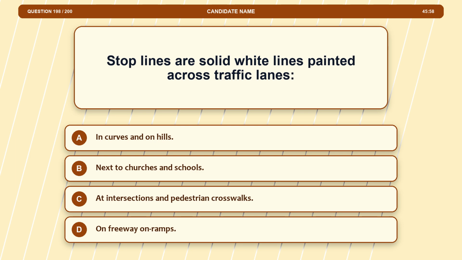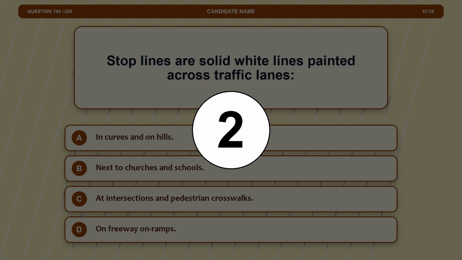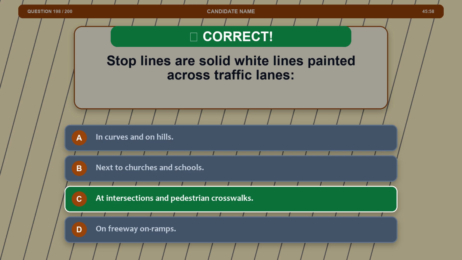Question 198. Stop lines are solid white lines painted across traffic lanes. Option A, in curves and on hills. Option B, next to churches and schools. Option C, at intersections and pedestrian crosswalks. Option D, on freeway on-ramps. The correct answer is option C, at intersections and pedestrian crosswalks.